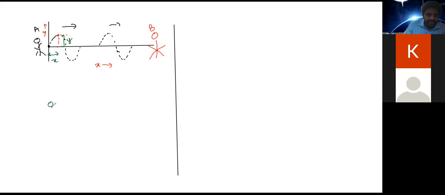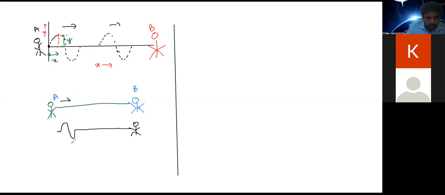So let's say you are standing here, and you have a stretched rope, and on the other side there is somebody else standing. Now you generate a wave from this side, A, and here you have B. As you generate a wave from A, this is how the rope will now look. You generated a wave, and now this wave will travel.